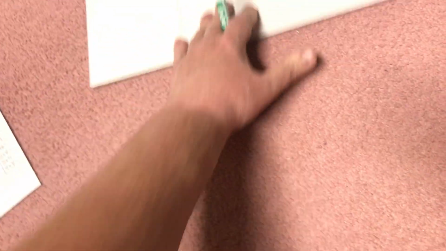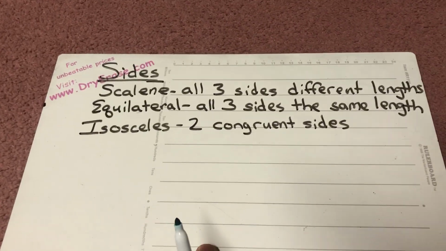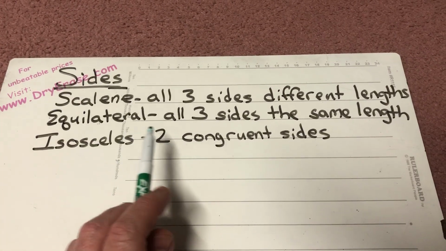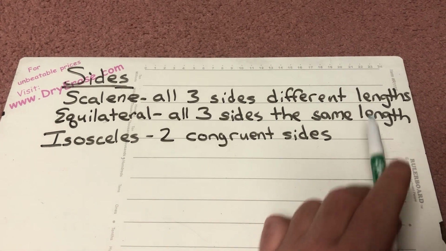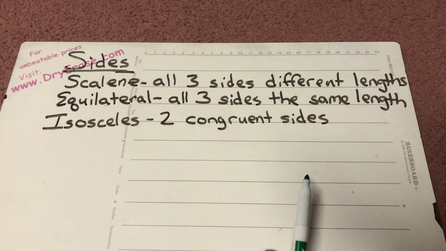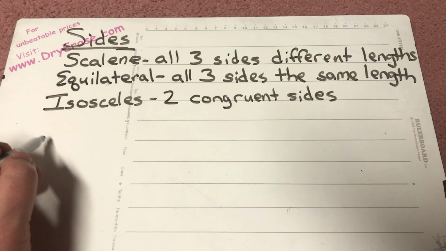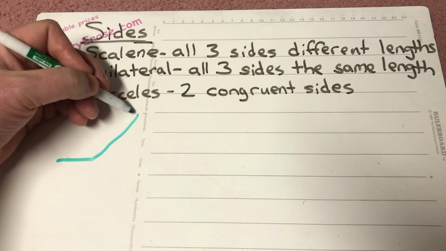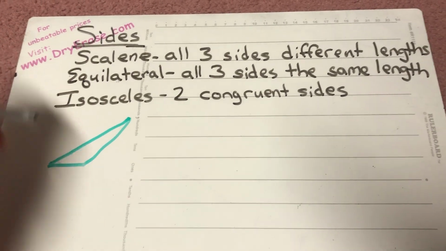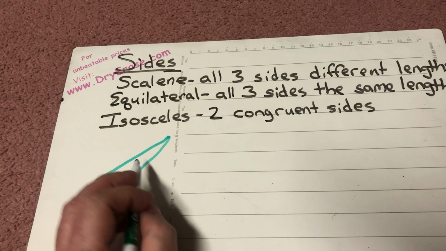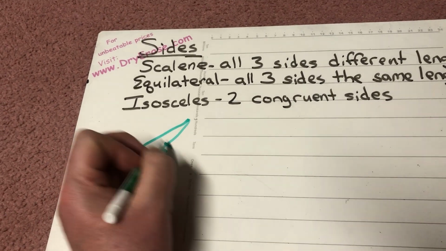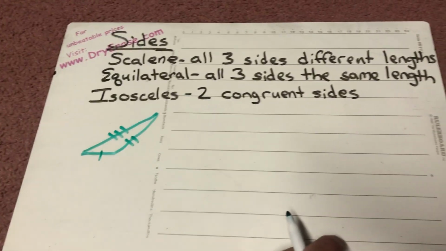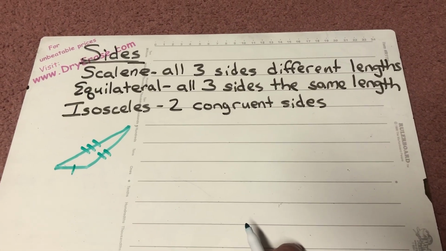We also can classify triangles by their sides. First of all, we have a scalene triangle, which involves all 3 sides being different lengths, which basically means we might have a side here, and then a side here. That would be a scalene triangle where all 3 sides measure differently. Now, an equilateral triangle has all 3 sides the same length.